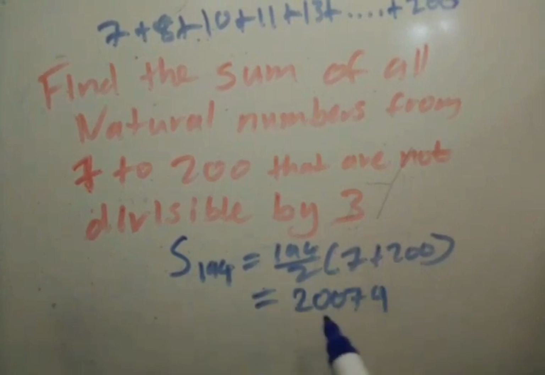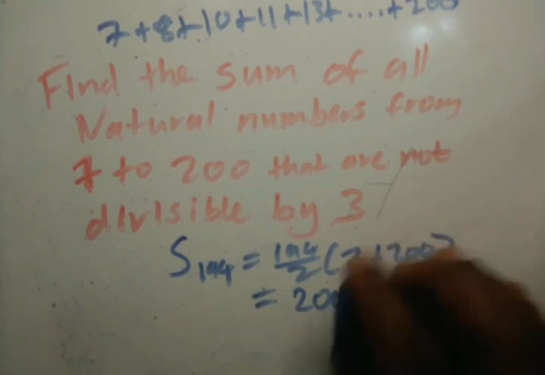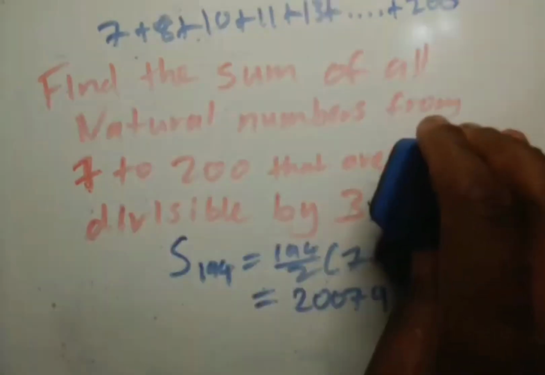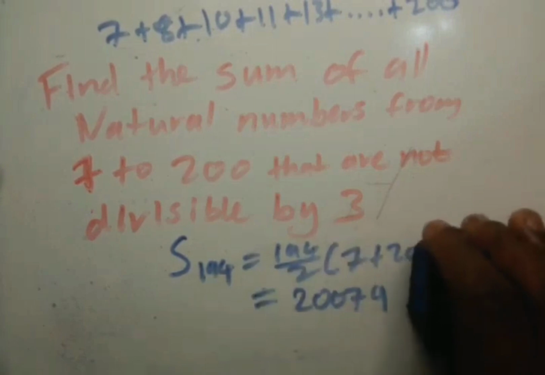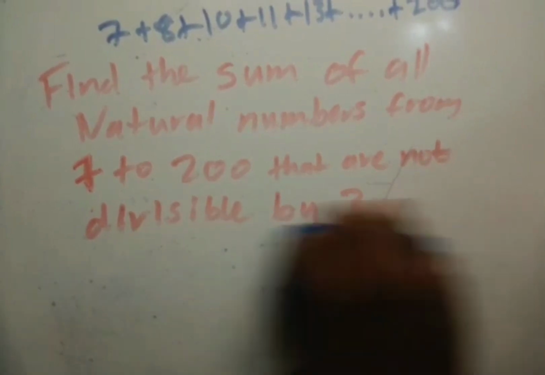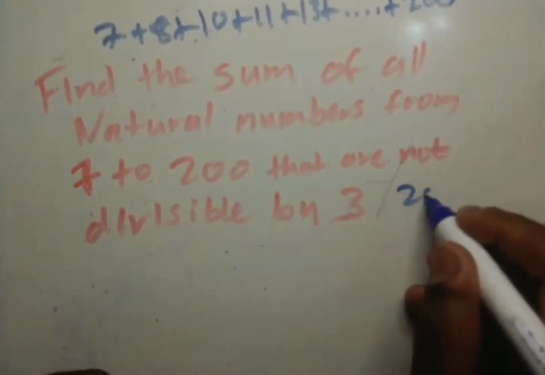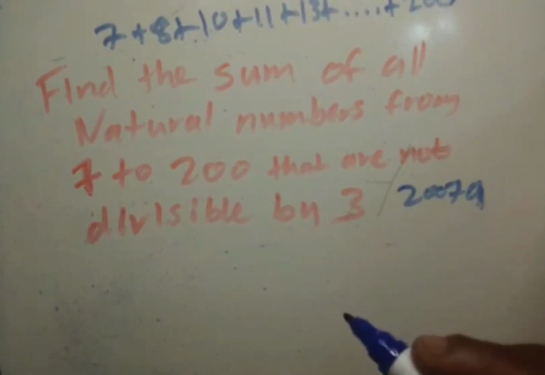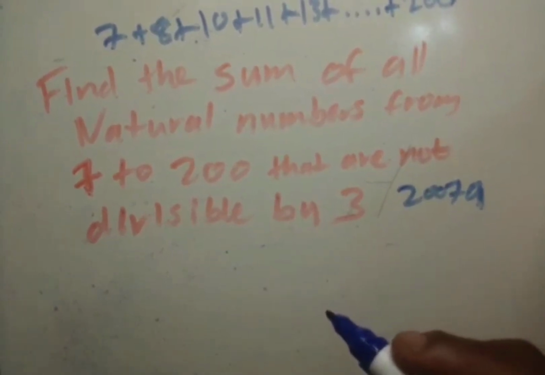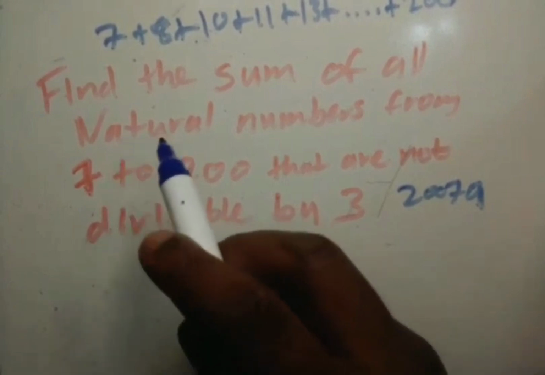So the sum of the total when the multiple of 3 is included is 20,079, right? So from here, let me just erase the question. I'm pretty sure you understand, right? Or instead of erasing the question, let me just do this. So it was 20079. So now let's find the sum of the ones that were excluded, which is the multiples of 3, right?